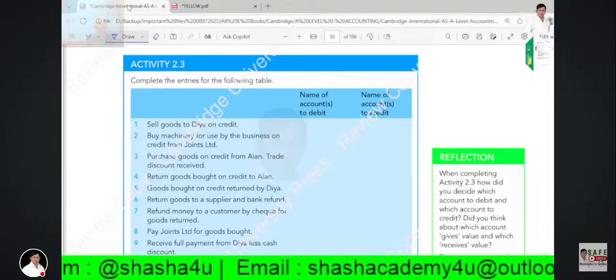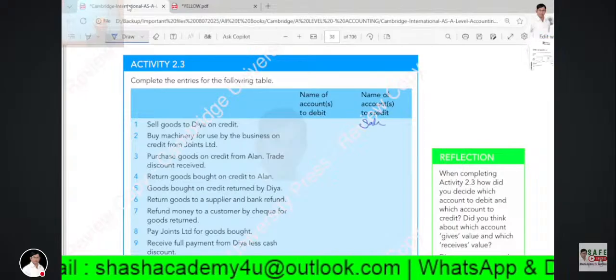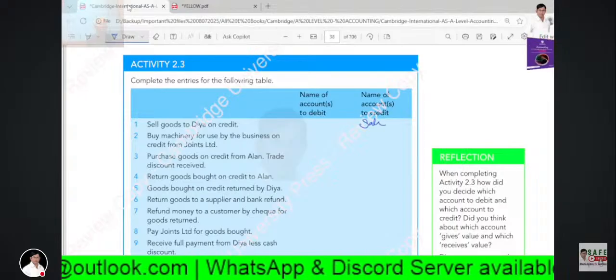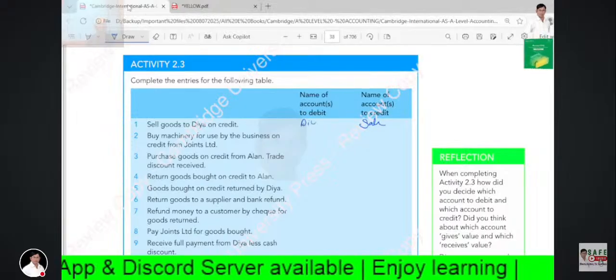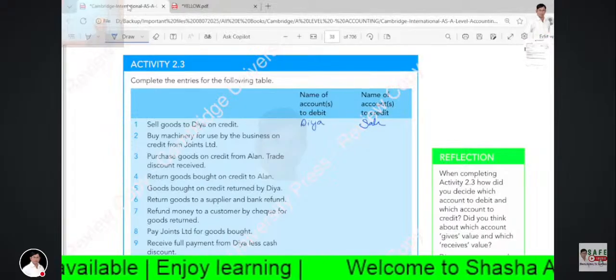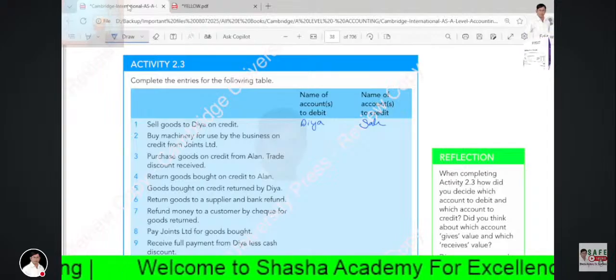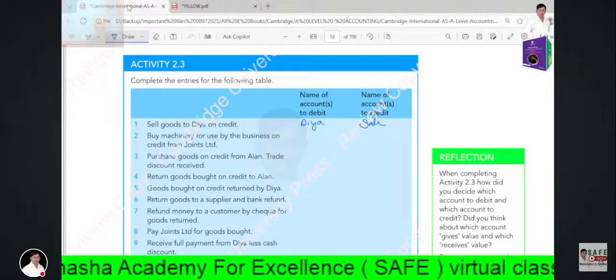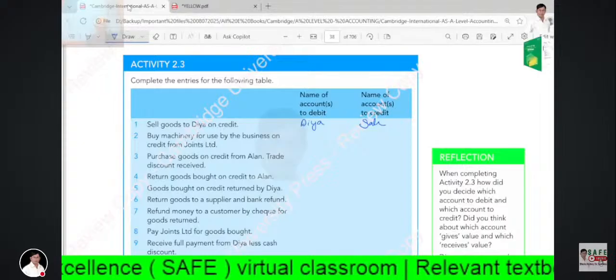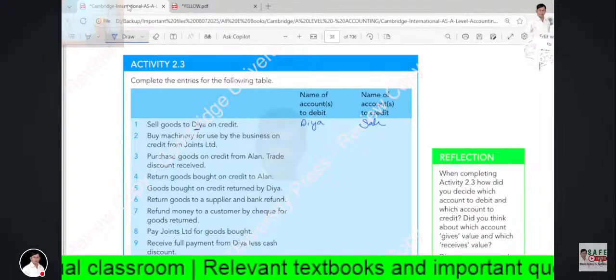So sale account will be credited, Dia account will be debited. Why? Because sale is an income, credit all incomes and gains, and Dia is the receiver of the goods. When we sell, Dia has received the goods. So Dia is the receiver of the goods, Dia account will be debited.